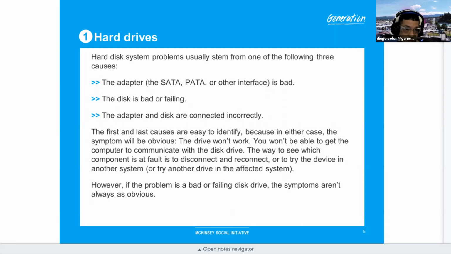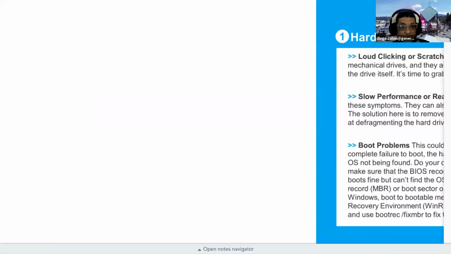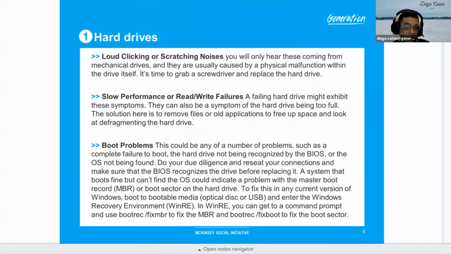This is way back when you had to put the sectors, the cylinders, and heads and tell exactly what type of hard drive you had. So, what are the common ones?